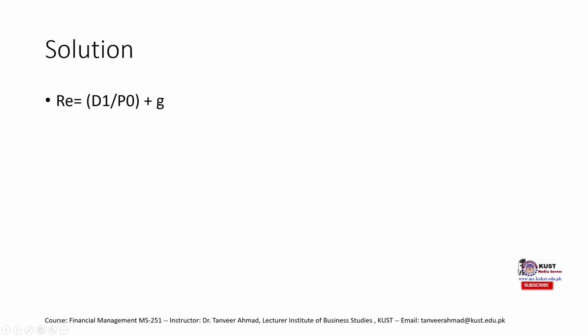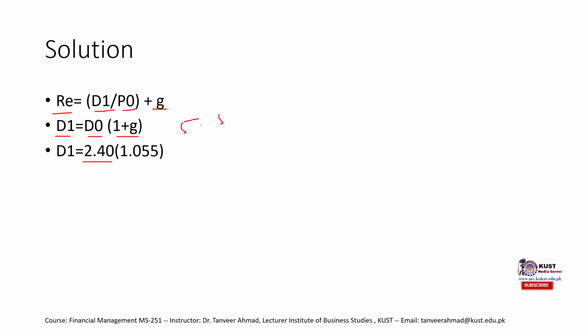Okay, so we just discussed that our formula is RE is equal to D1 divided by P naught plus G, and we need to find D1 because the value that we have been given is D naught. So the formula to find D1 is D1 is equal to D naught into 1 plus G, and the value of D naught is 2.4, G is 5.5%. If we divide this by 100, we get 0.055, so 1.055. D1 is 2.53.